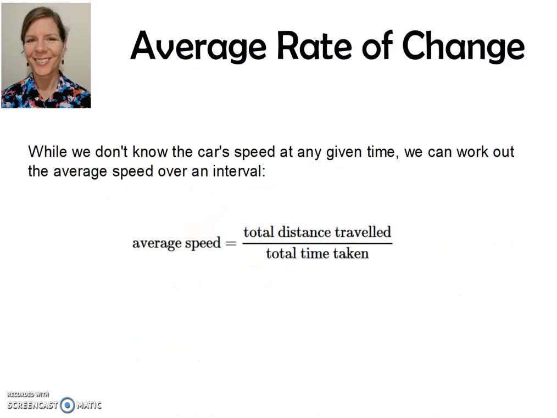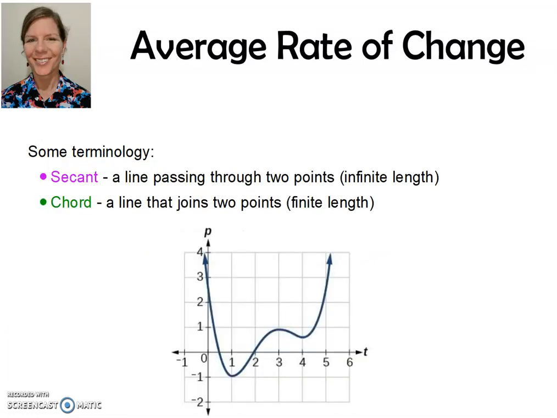So the way we calculate average speed is just by looking at the total distance travelled over the given interval divided by the total time taken. So it doesn't matter what the interval is. We're just looking at distance travelled divided by time taken. Now, just before we go any further, we want to clear up a little bit of terminology, because we use this when we start looking at instantaneous rate of change. So we have two things.